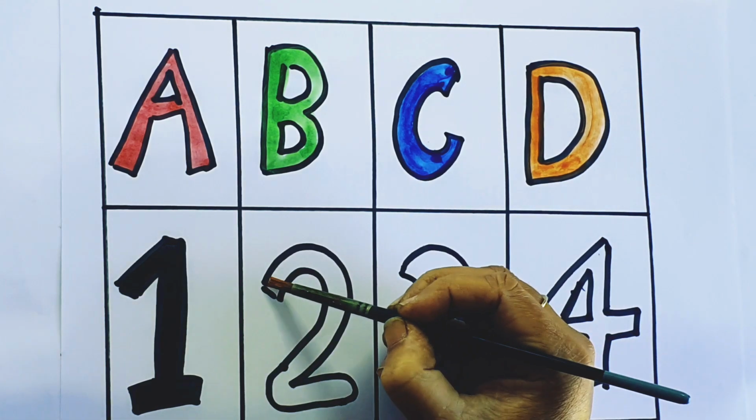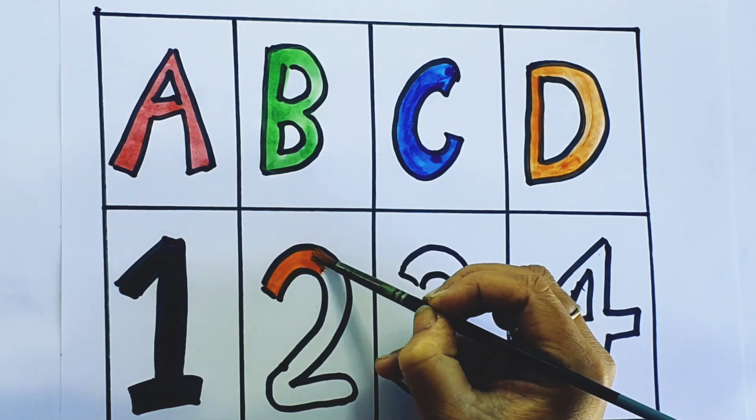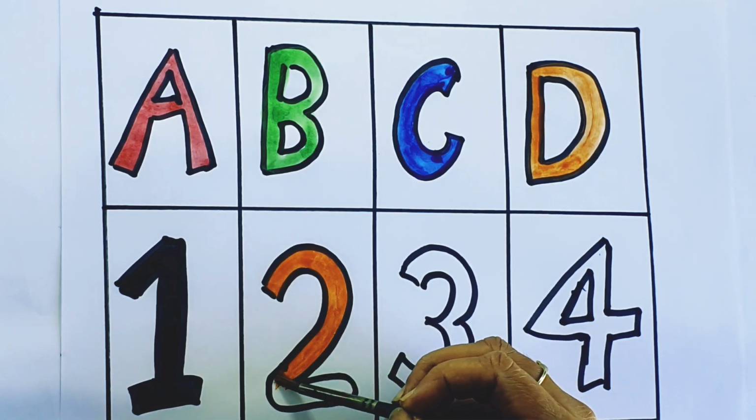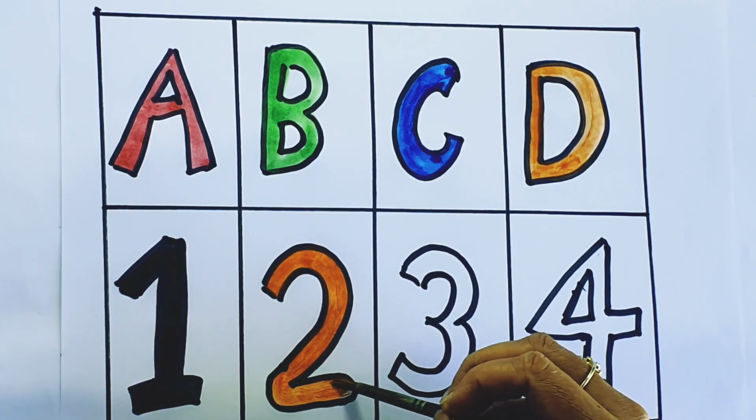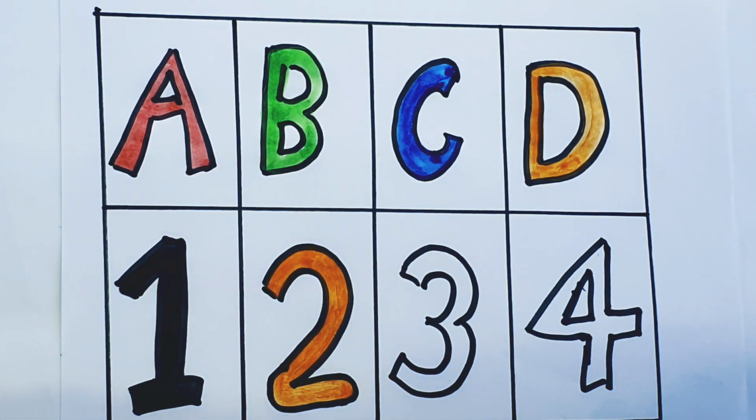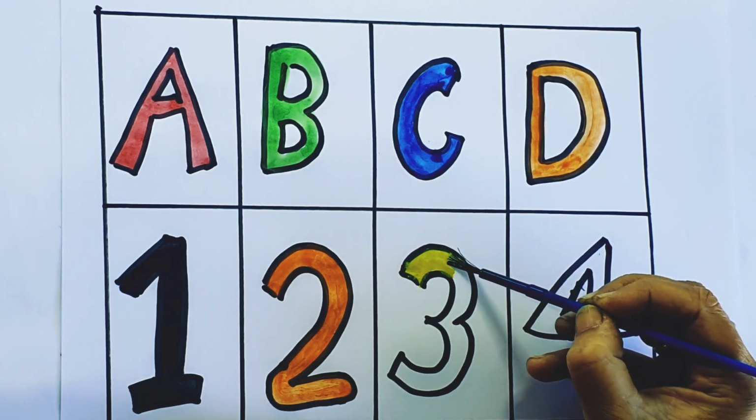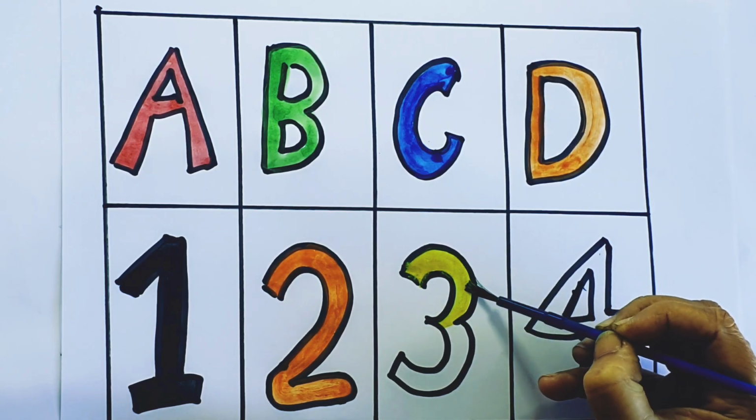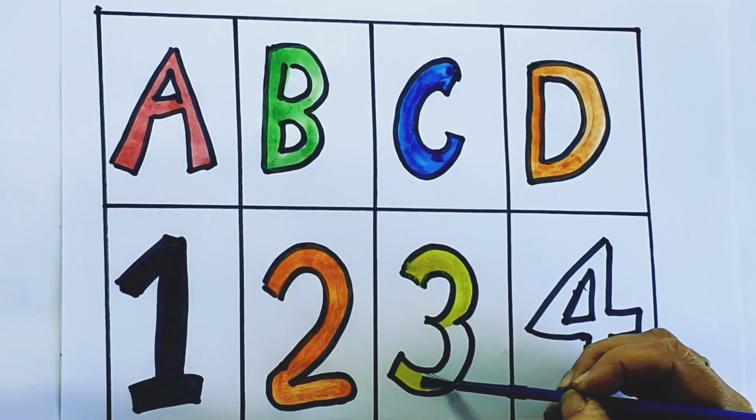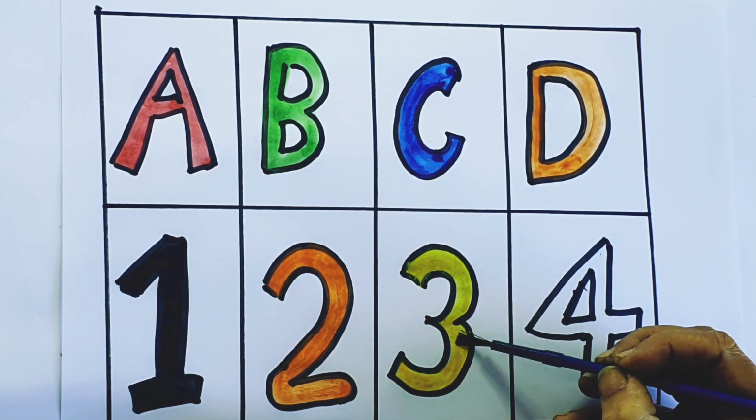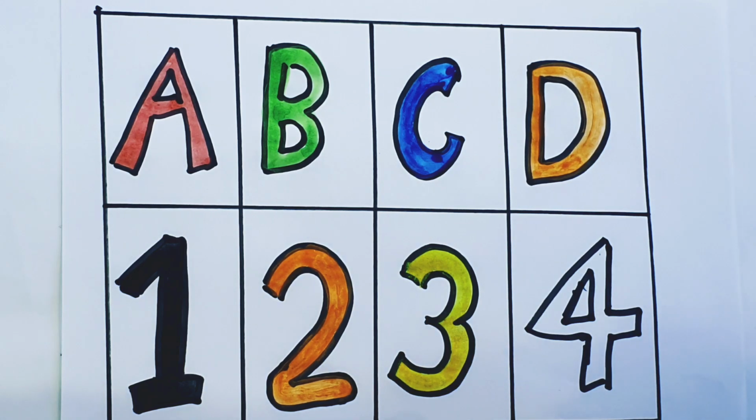Orange color. 2, two. 2, two. 2, two. Yellow color. 3, three. 3, three. 3, three.